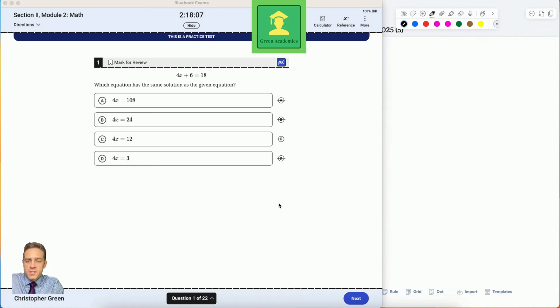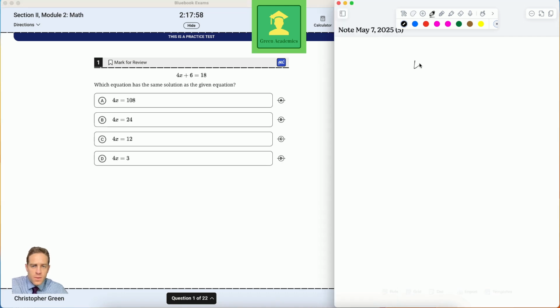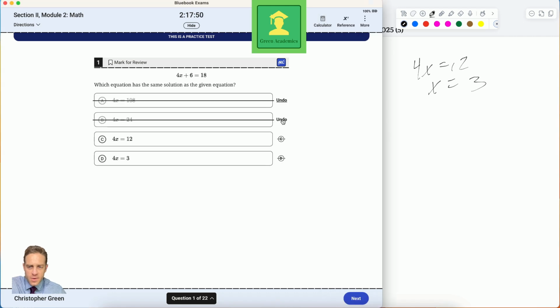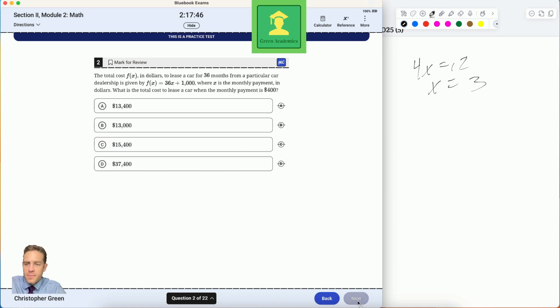This is Bluebook Digital SAT 8 Math Module 2. Which equation has the same solution as the given equation? Well, 4x would equal 12, so x is 3. Definitely not A. 4 times 3 is 12, of course, which is just the first step there.